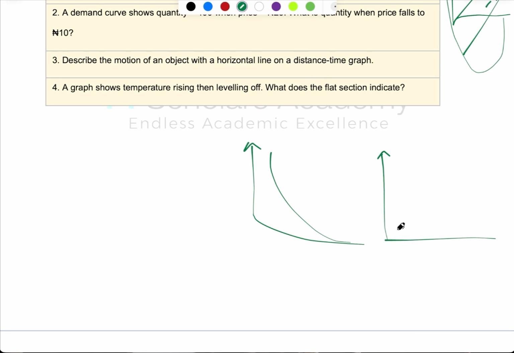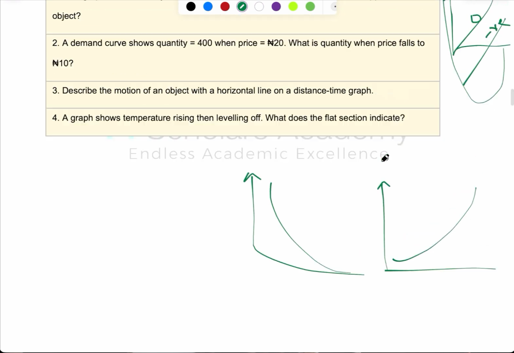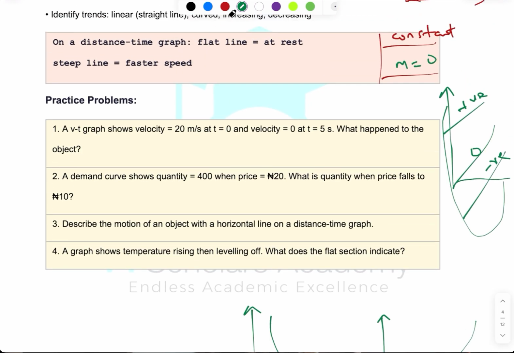If you have a graph of this nature, it is exponentially increasing. So basically, you're going to just trace it. Are you going up as you are going from left to right, or are you coming down? That's how you test for a graph. So let's see some of these questions.